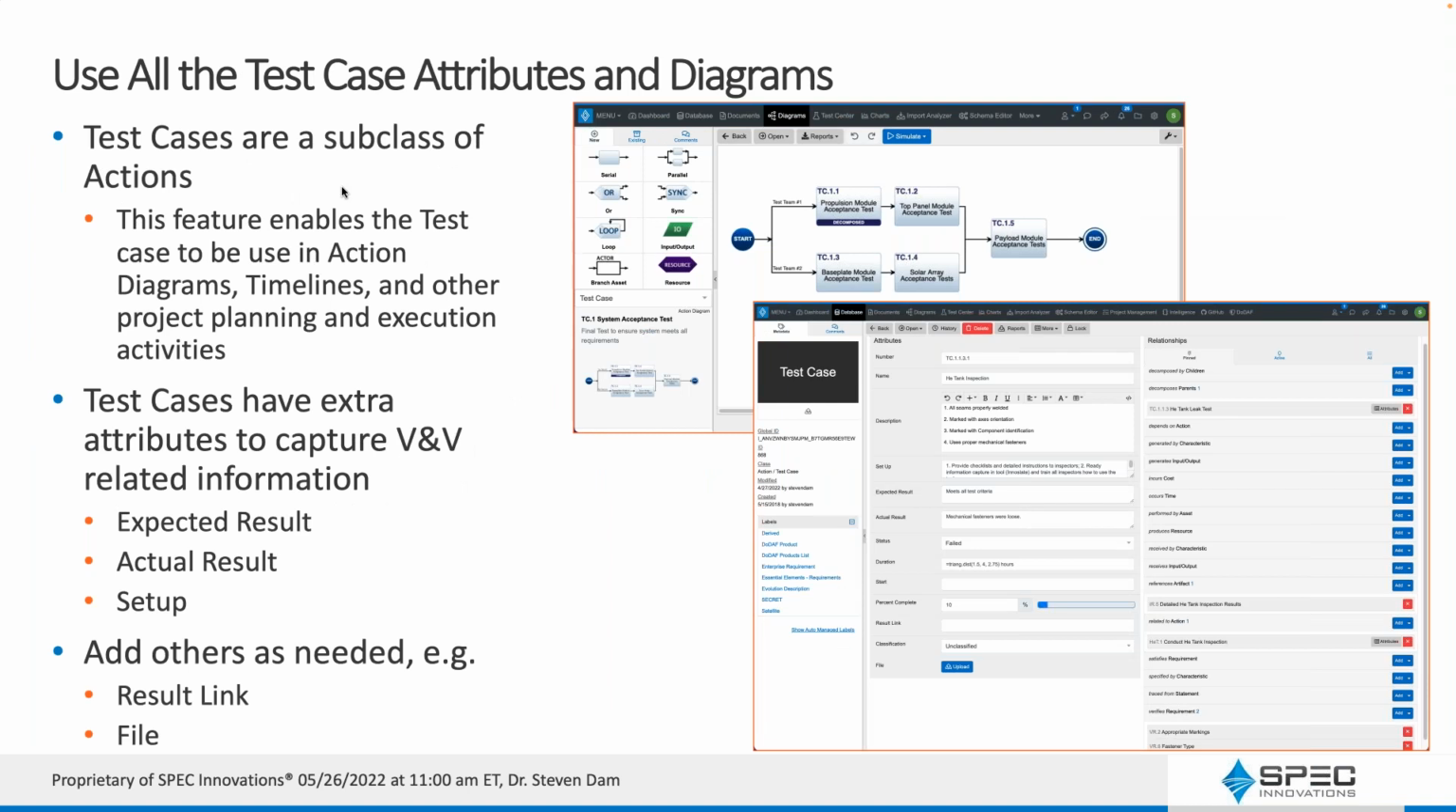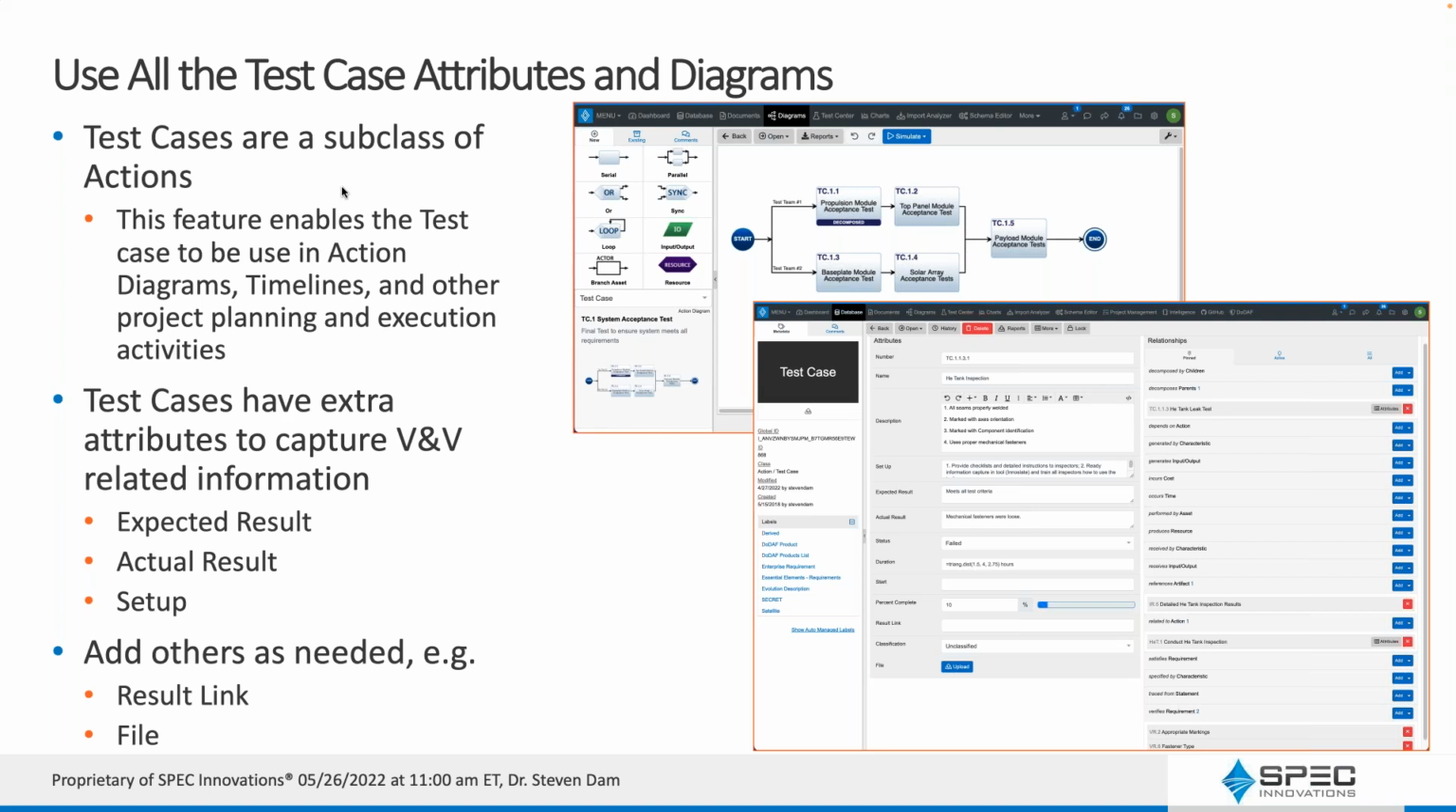Another thing is that we have lots of attributes and diagrams that are associated with this. So test cases are a subclass of the action class. What that does is you inherit things like the action diagram. So I can create that top level action diagram, which is my set of test cases that I can see and work with, and I can use it in my planning.